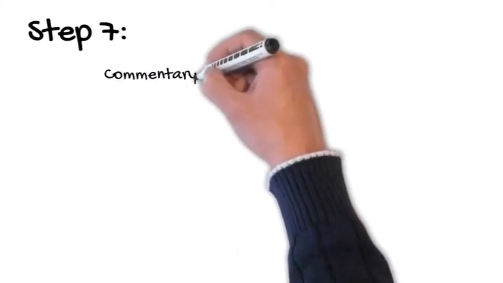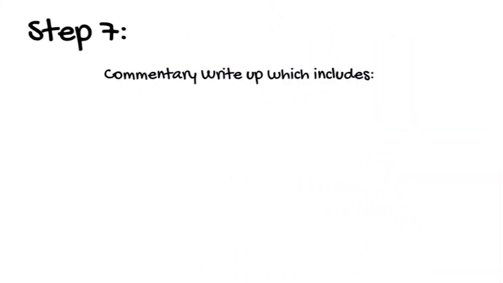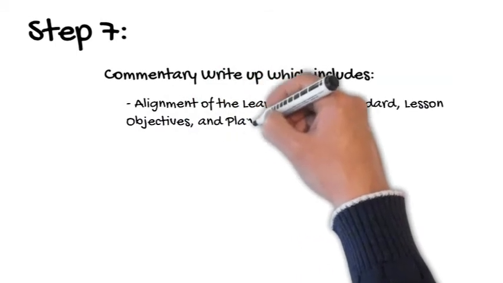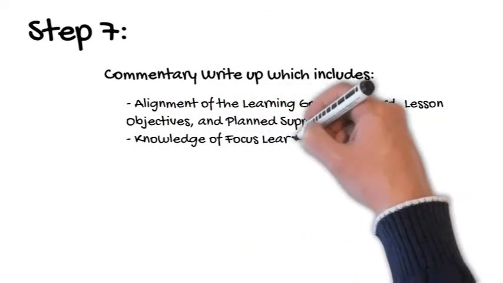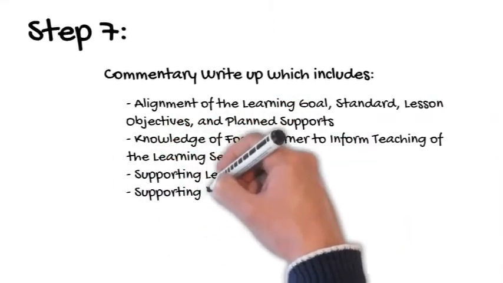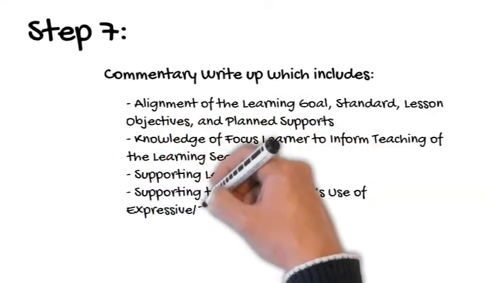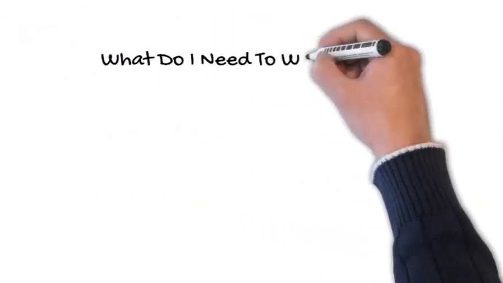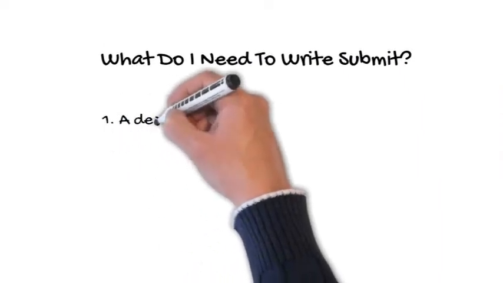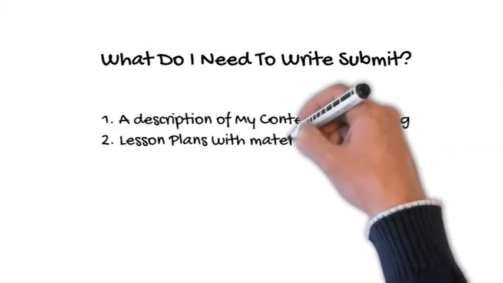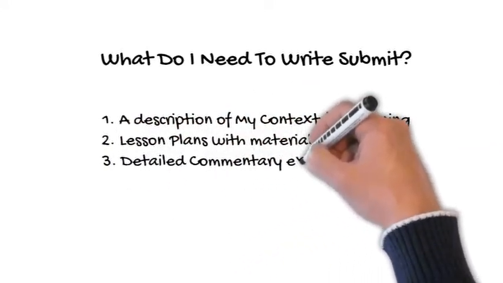You will then complete a planning commentary write-up, which includes addressing 5 different areas of your planning: alignment of the learning goals, standard lesson objectives, and planning supports, knowledge of focused learner to inform teaching of the learning segment, supporting learning, supporting the focused learner's use of expressive and receptive communication, and monitoring learning. What do I need to write and submit? To summarize, a description of your context for learning, your lesson plans with materials, and detailed commentary explaining your lesson plans.